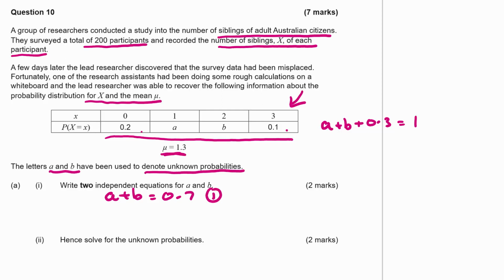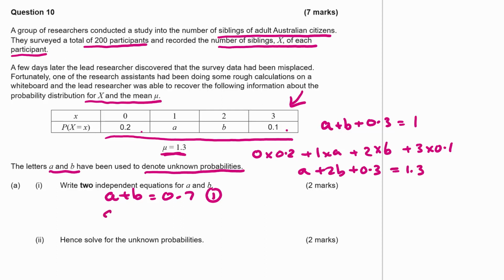Now, how do we get the mean? Well, we do 0 times 0.2 plus 1 times A plus 2 times B plus 3 times 0.1. And that would give me A plus 2B plus 0.3. And we know that's equal to 1.3. So that gives me that A plus 2B is 1, just by subtracting 0.3 from both sides on this equation here.